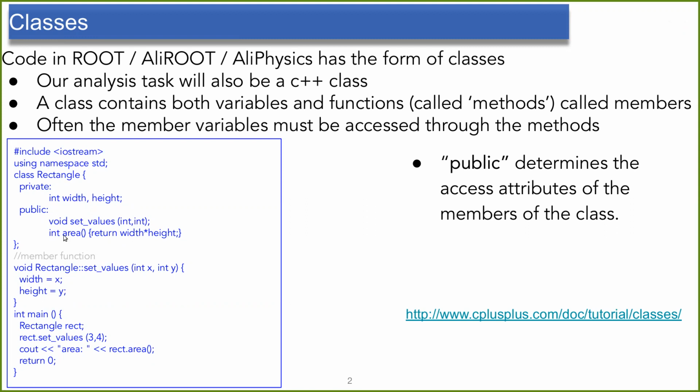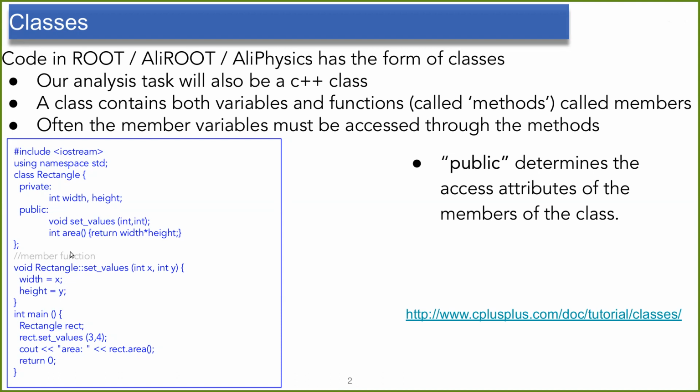Now you can see that set values is a member function, and it has the type void. You can define this member function outside of the class in this way. This member function can directly access the private members like width and height. For example, here this member function has two arguments, x and y, which are set equal to the width and height. So this public member function accesses the width and height.